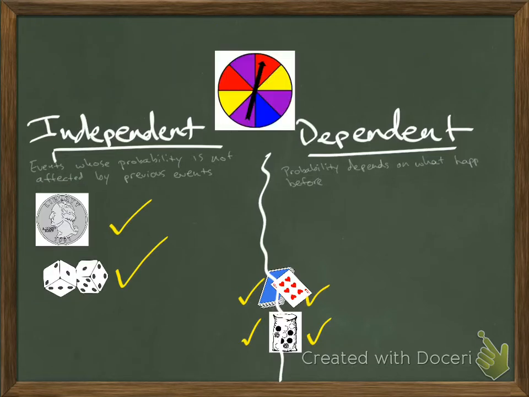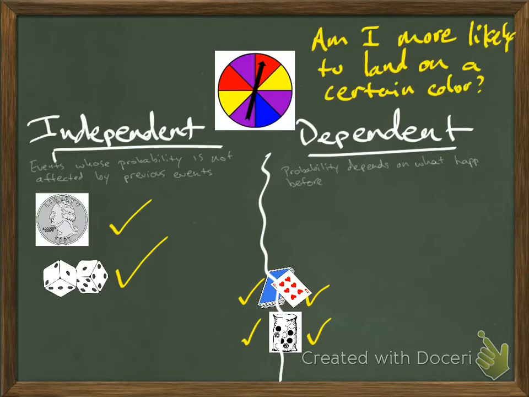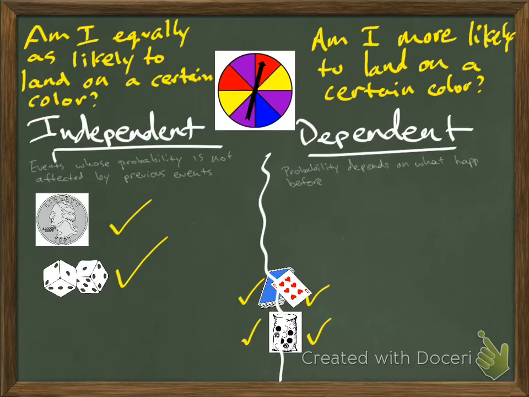Our final example that we're going to do, we're going to look at spinning a spinner. Let's pretend that I've spun the spinner and I've landed on red, and I want to know if I spin that spinner a second time, what's my probability of landing on red again? Again, am I more likely to land on that certain color, red in this case, or am I equally likely to land on that certain color, red? Well, each time that I spin that spinner, it's an independent event. It is not determined based on what happened before it.